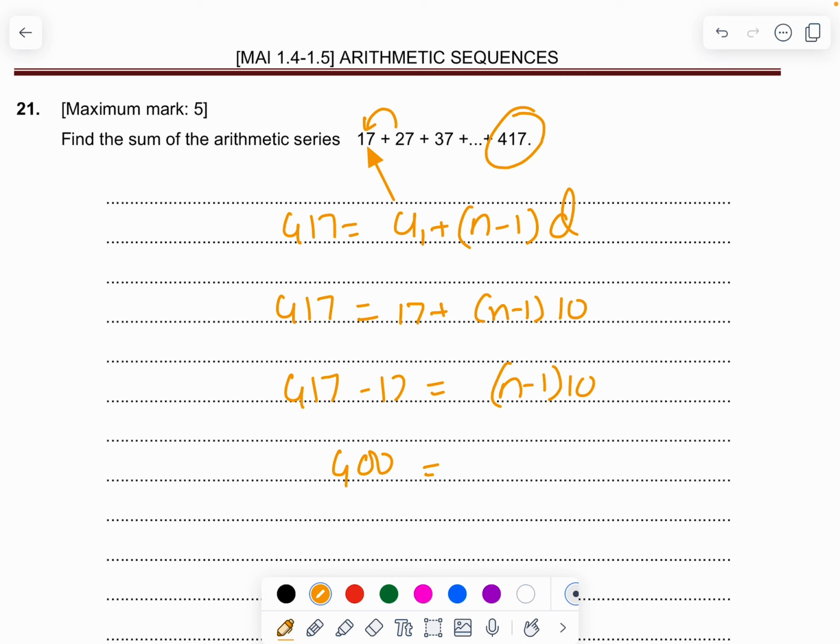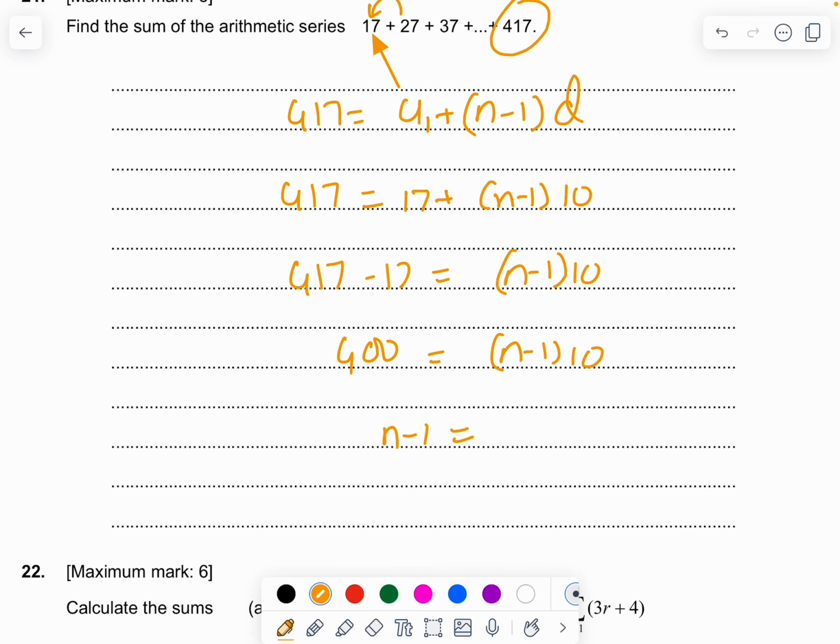400 equals n minus 1 times 10, n minus 1 equals 40, n equals 41. So there are 41 terms. So 41 by 2, first term plus last term. Simplify that, 8897.